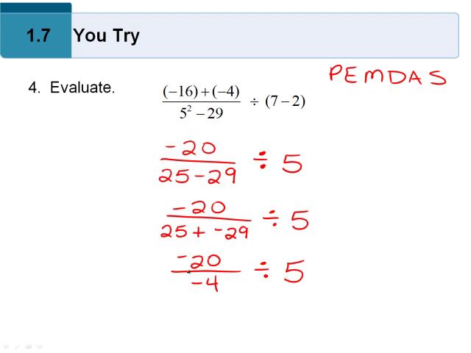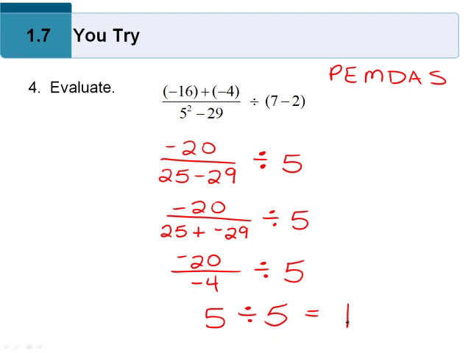Okay? So our next step is to finally simplify that fraction. Negative 20 divided by negative 4. The signs are the same, so the answer is positive 5. Divided by 5 gives you 1. It's a lot of work for just 1, huh?